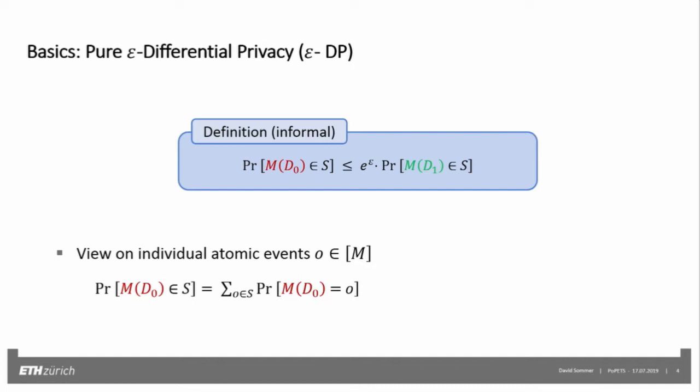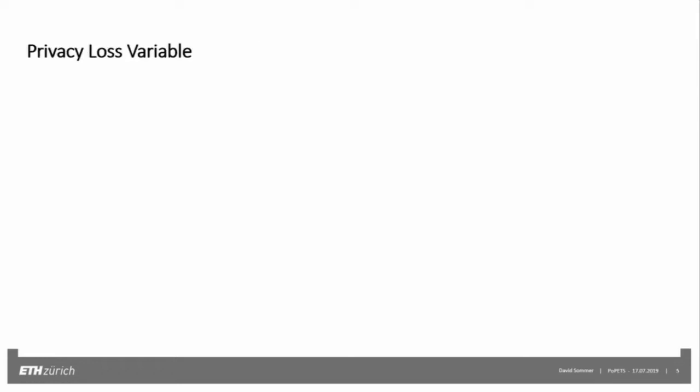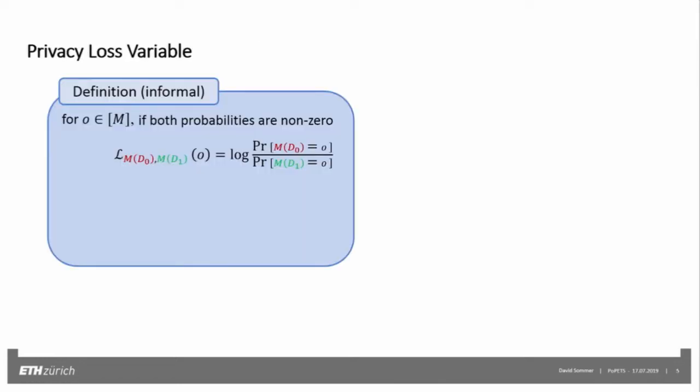So I just would like to stress the fact that these probabilities can be dissected in the atomic events of the output range of a mechanism M, so we can look at them individually, and I will make heavy use of this concept. So please note that these two equations here are equivalent. We just divide by the right probability and then take the logarithm, and this motivates a very famous concept called the privacy loss distribution, which, for all atomic events O in the output range of M, allows us to calculate the privacy loss.